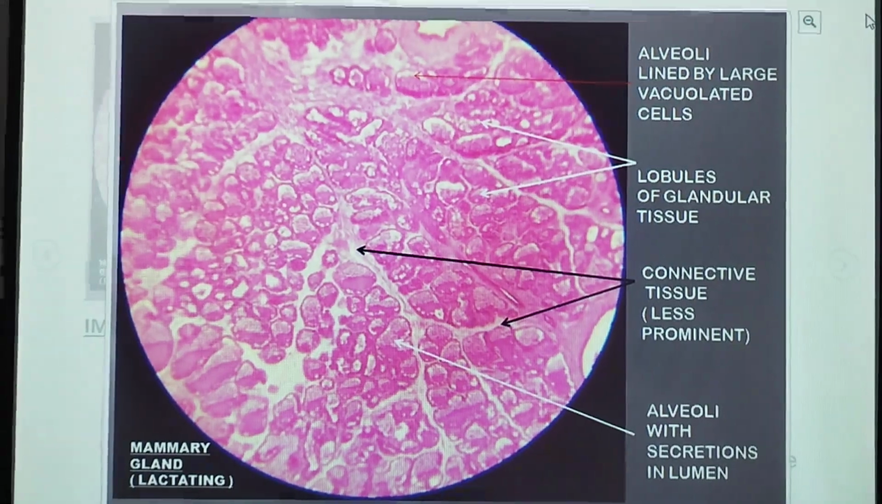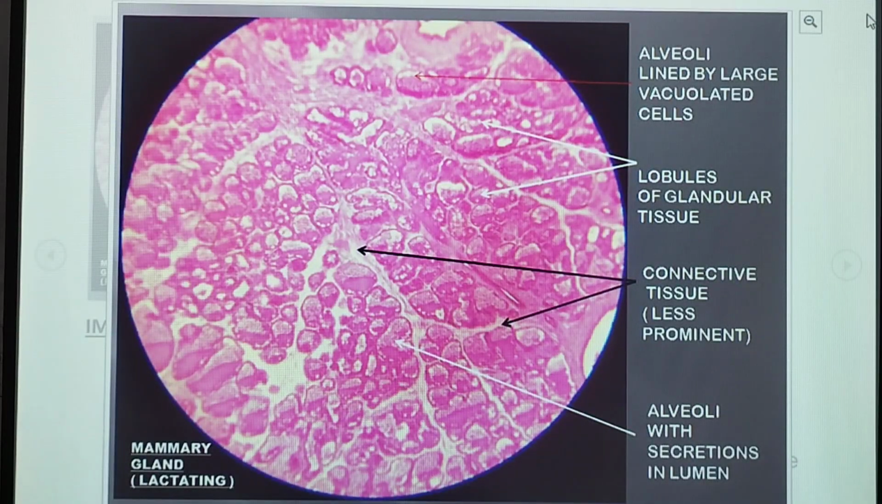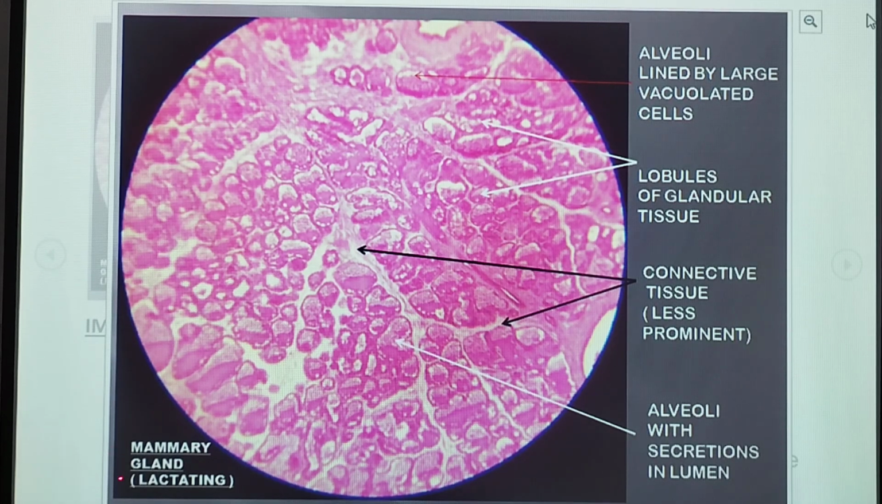So you can see I have put a section of the actual photomicrograph of mammary gland. Now this particular mammary gland is in lactating phase. So please remember, this particular mammary gland is in lactating phase. I will tell you why it is in lactating phase.